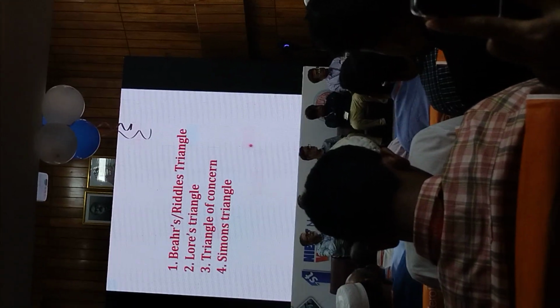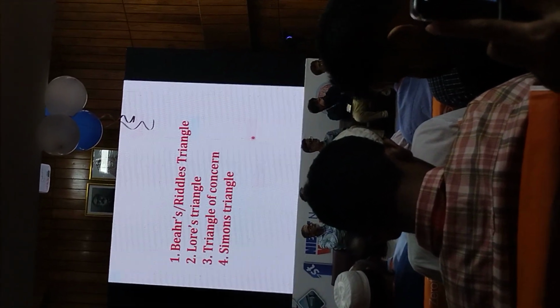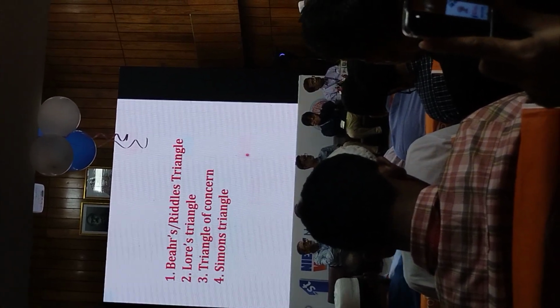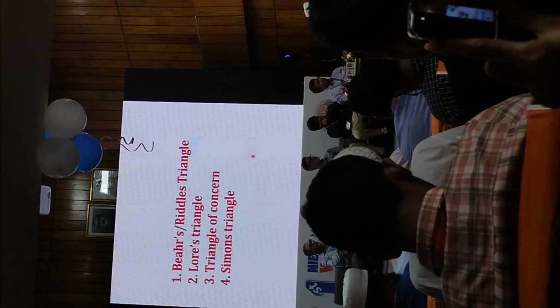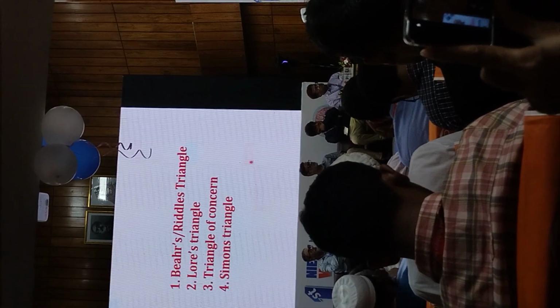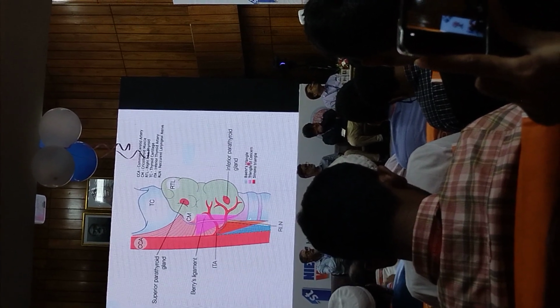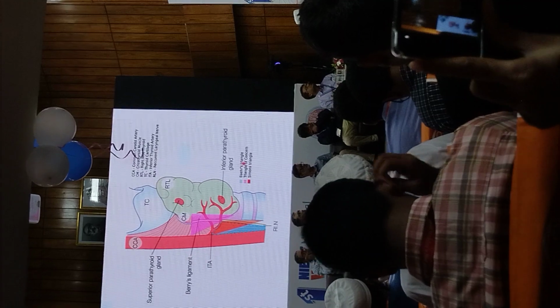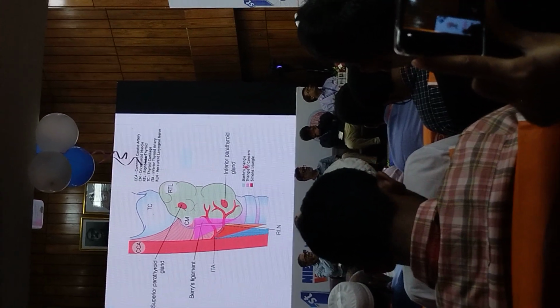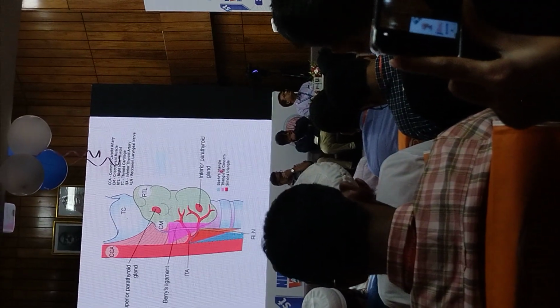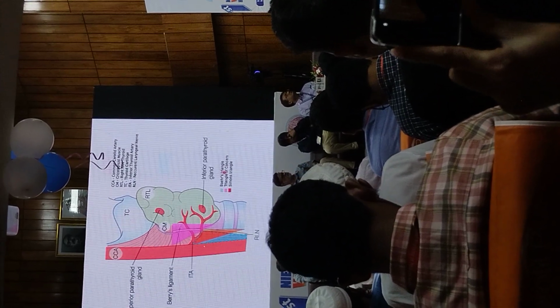For the identification and preservation, the surgeon should use some landmarks, the triangles. These are the important triangles: the Beahrs or Riddle's triangle, Lore's triangle, and so on. You see here, this is the trachea, and this is your common carotid, and this is your inferior artery. So during operation, the surgeon can easily identify the common carotid and trachea, right?